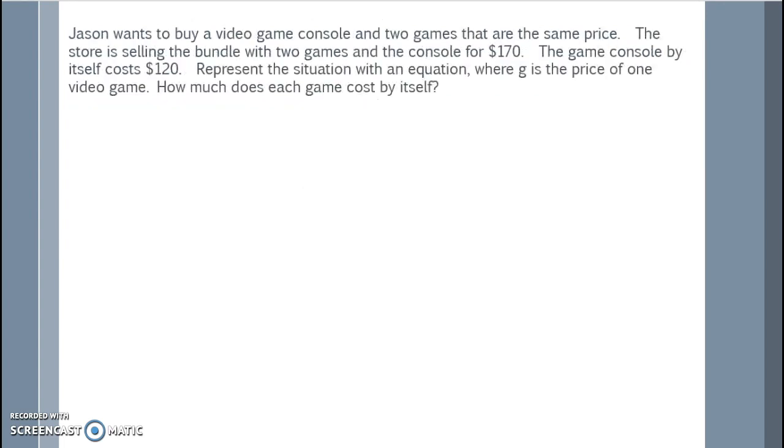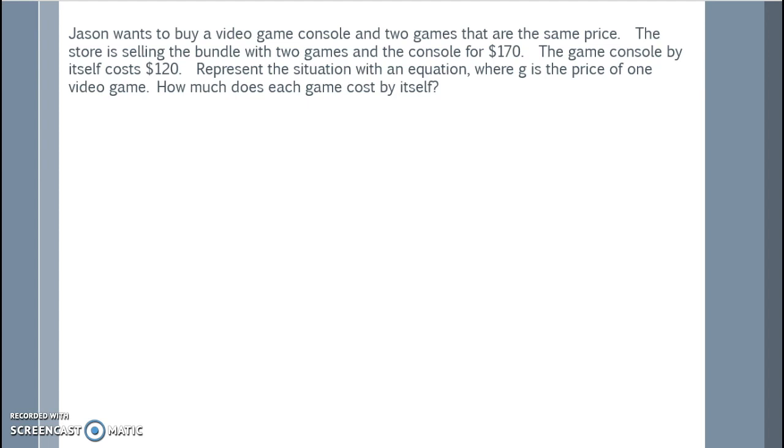Jason wants to buy a video game console and 2 games that are the same price. The store is selling the bundle with 2 games and the console for $170. The game console by itself costs $120. Represent the situation with an equation where G is the price of one video game. How much does each game cost by itself?